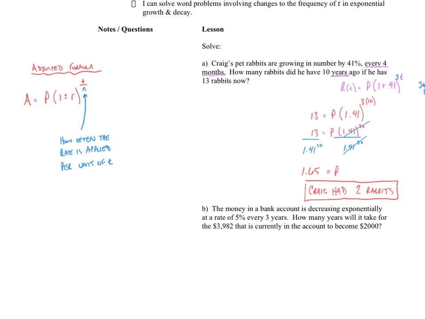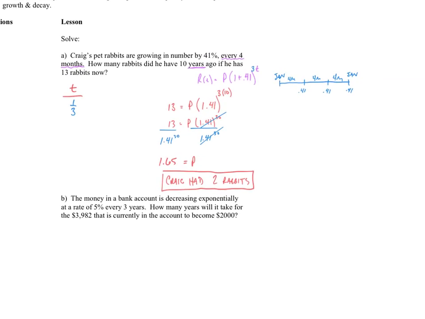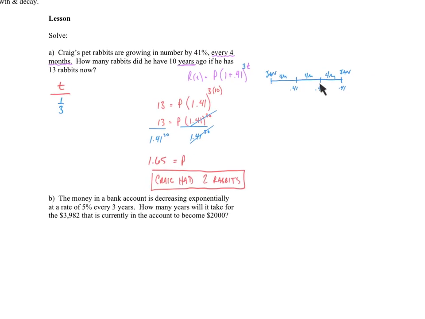And just to show you what I mean by that, what we did is we did t divided by, and if we want the number of how often the rate is applied per unit of time, in our case, it was 1/3 here, because the rate is being applied every 1/3 of a year. They told us to measure in years, and since it's happening in 4 months, which is 1/3 of a year, then our n would be 1/3. And we know that, just from dealing with fractions and denominators, you could just do t times the reciprocal, which would be 3t. So that's really why we ended up with this 3t here.